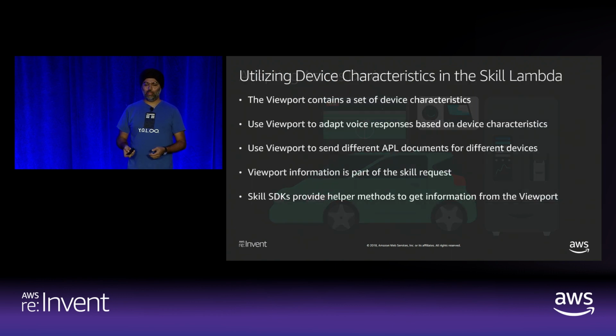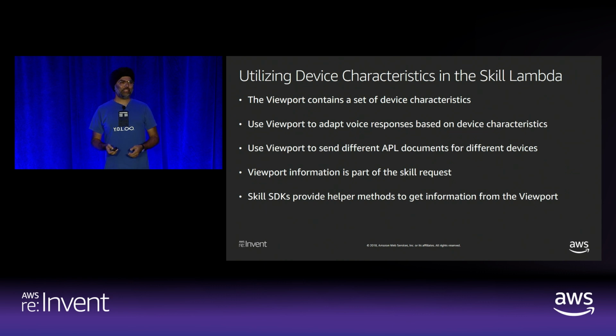So there are 3 strategies to adapting your experience to an Alexa device, and you can use one or more of them. Number 1 is we deliver information about the device's viewport to your skill service or skill Lambda as part of the skill request when we invoke your skill.